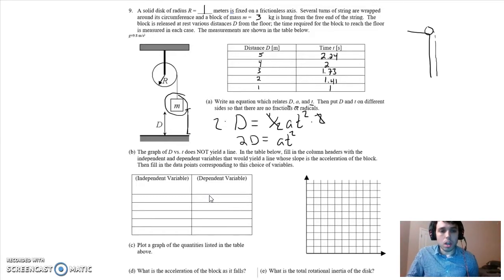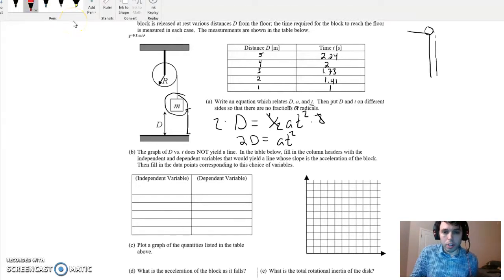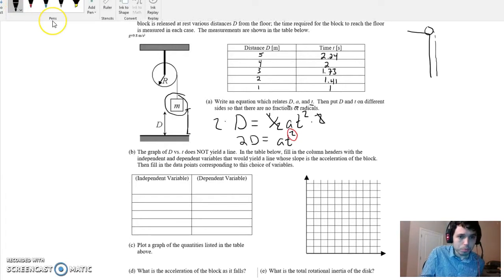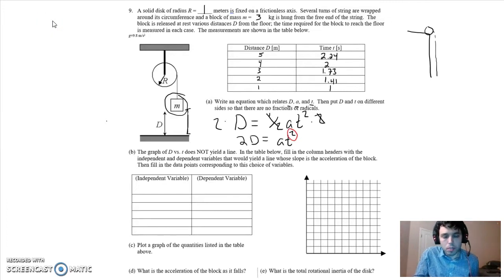So we're good. Part B says the graph of d versus t does not yield a line, because we have this squared here, so this will not be linear. It's going to be quadratic. It asks us in the table below to fill in the column headers with the independent and dependent variables that would yield a line whose slope is the acceleration of the block. Then fill in the data points corresponding to this choice of variables. So it wants us to fill in the table of variables here, and this is important. It says whose slope is the acceleration of the block. Okay, well, acceleration is right there.